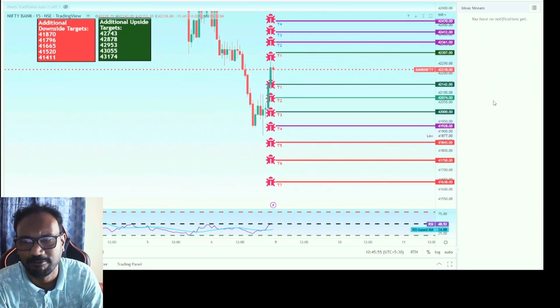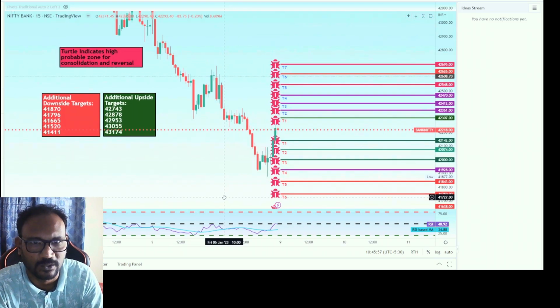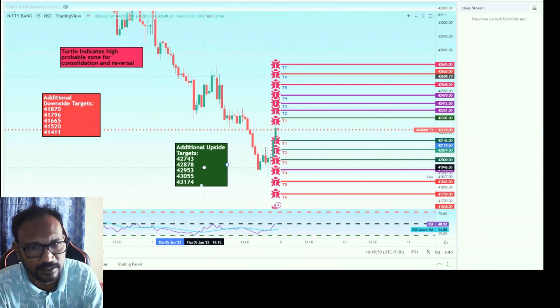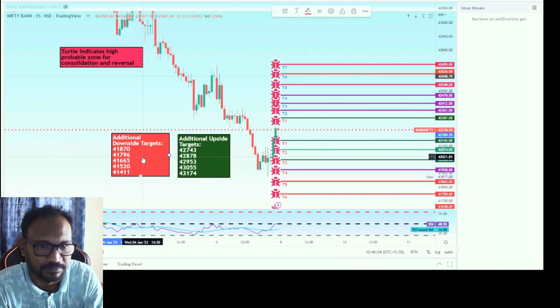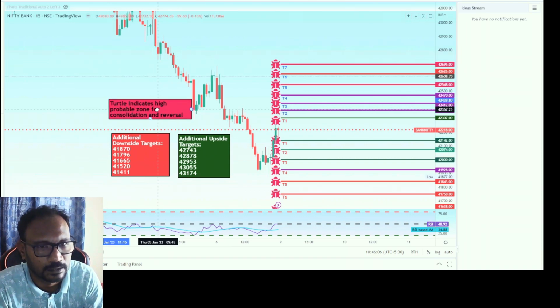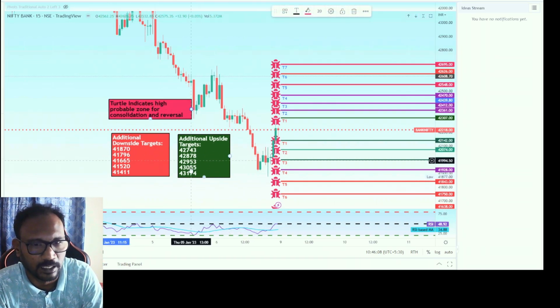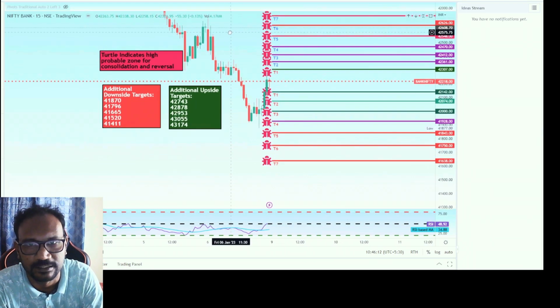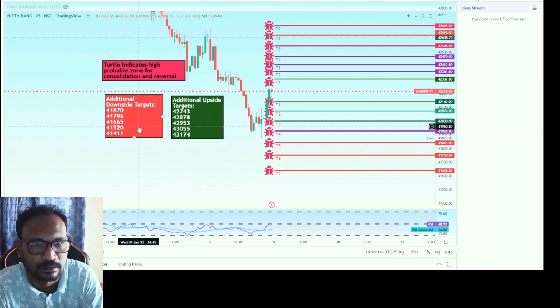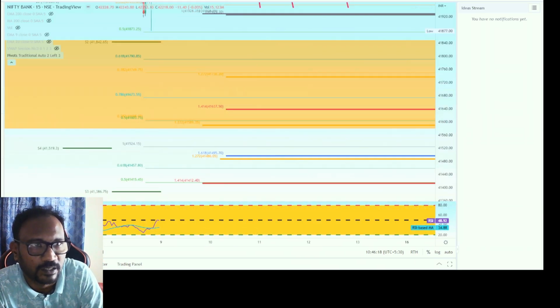So now we have mapped both. This is all ready, but downside targets we still need to update, right? So upside target we have filled in. Now downside target we still need to fill in. Let's go and figure out.